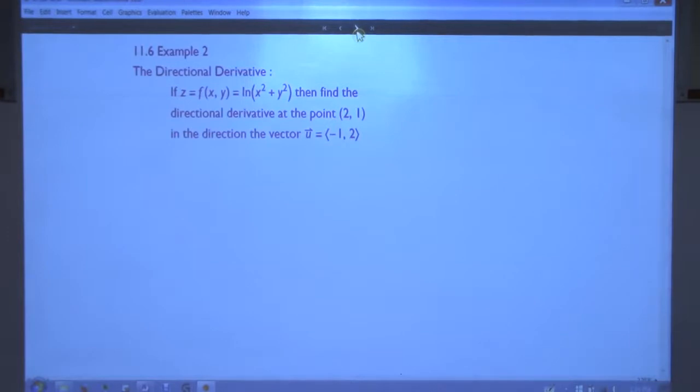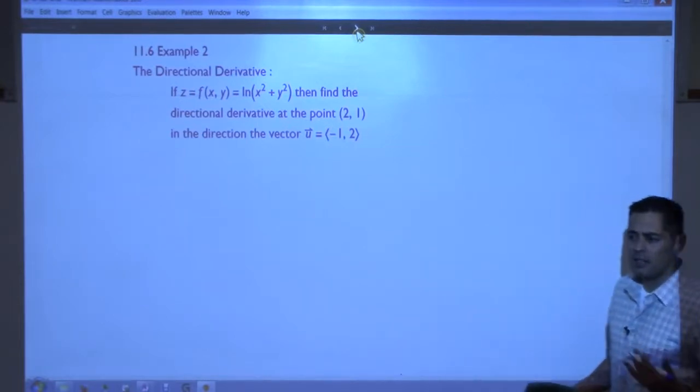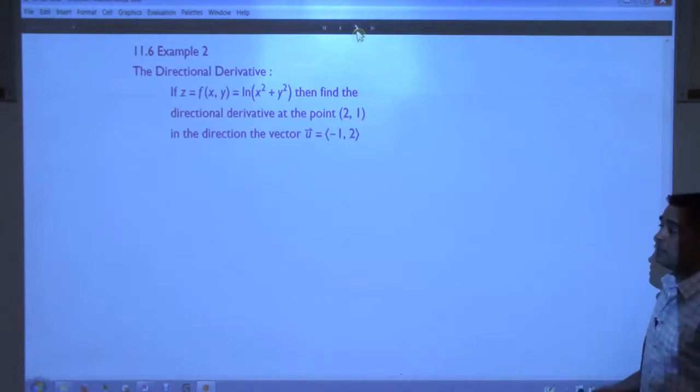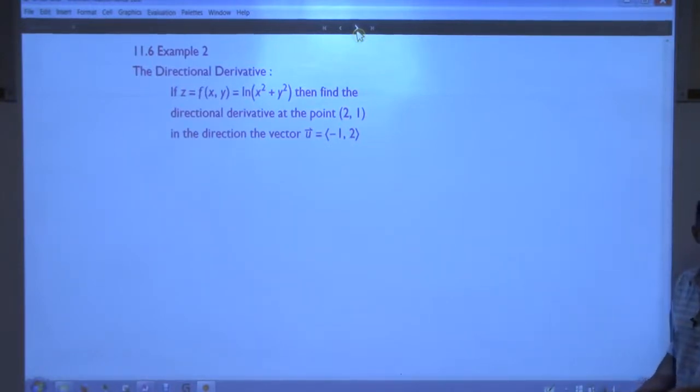All right, so z is equal to f of x, y is equal to natural log of x squared plus y squared. Find the directional derivative at the point (2, 1) in the direction of the vector u = (1, -2). This is a little different from the last problem, where we gave you the direction by giving you an angle relative to the x-axis. This one, you're not given an angle. You're just given a direction vector, right?